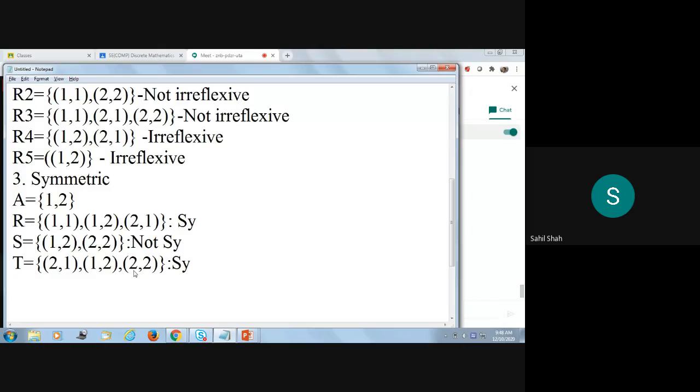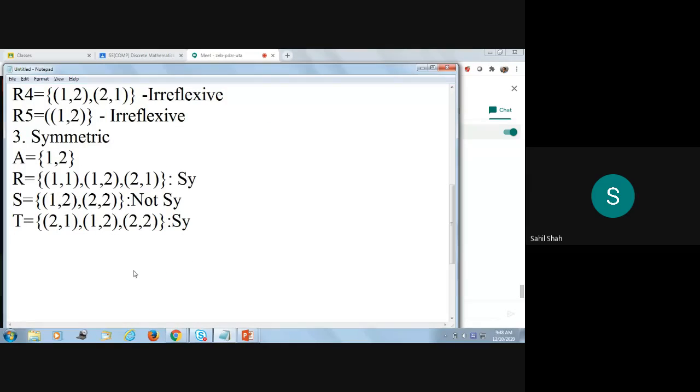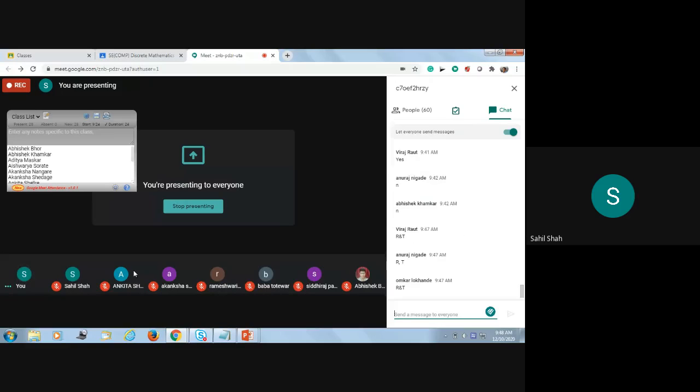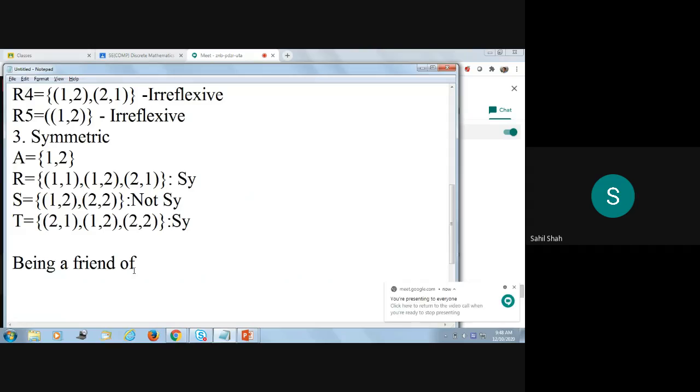What could be general example of this kind of symmetric relationship? Being a friend of. So if you are saying X is a friend of Y, you could say Y is a friend of X. So being a friend of is a type of symmetric binary relation. Am I clear? Should we proceed? Yes, fine. Being a friend of.